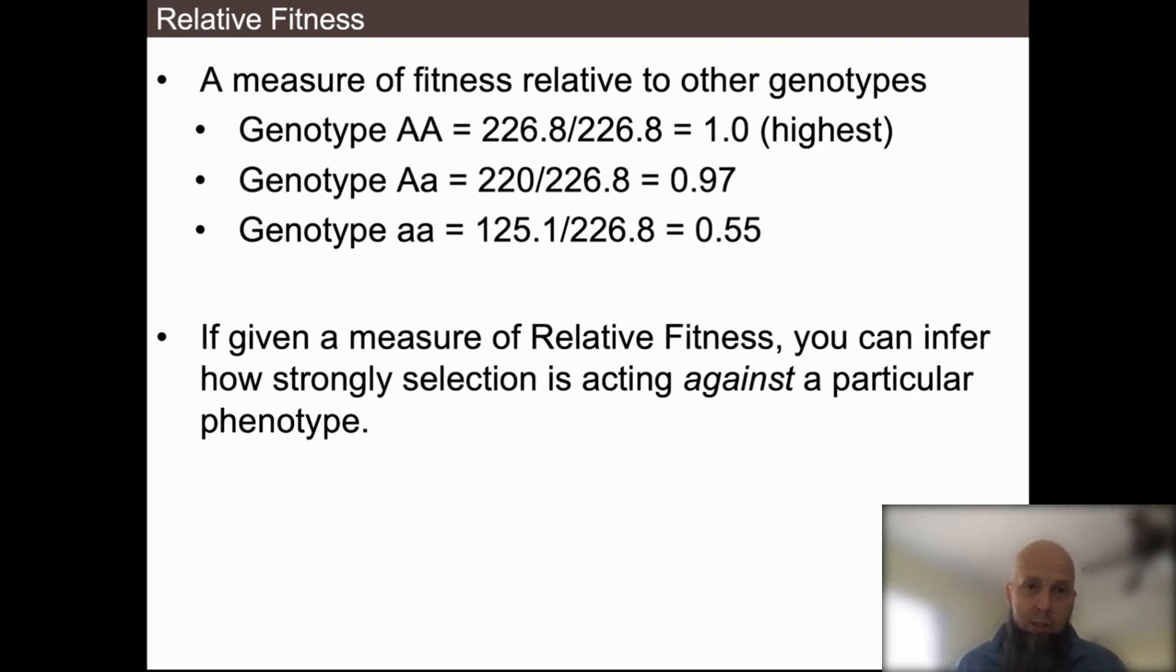The homozygous recessive genotype is 55% as fit as the homozygous dominant genotype. Okay? So if you're given these measures of relative fitness, what is the difference between 0.55 and 1? Well, that would be 0.45. What that means is that selection is acting against that homozygous recessive genotype. It's taking a 45% hit on its fitness because of selection. The heterozygous genotype is taking a 3% hit, or 0.03 hit. Selection is acting against it that much.